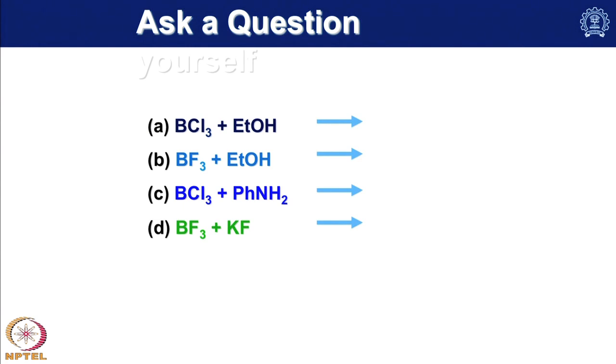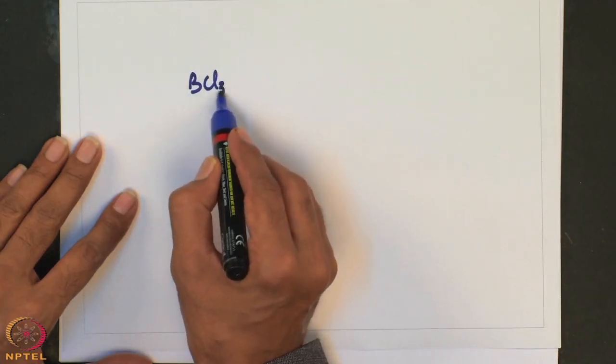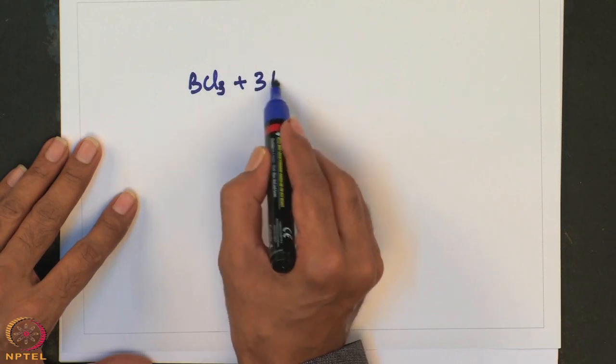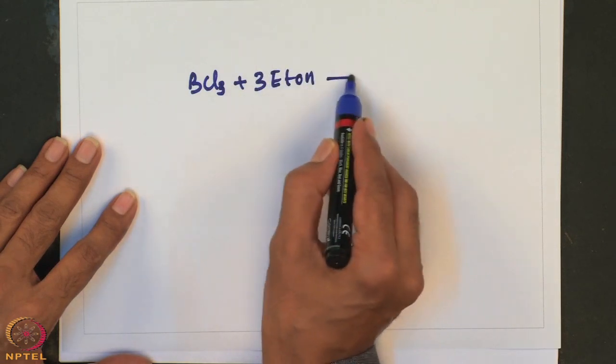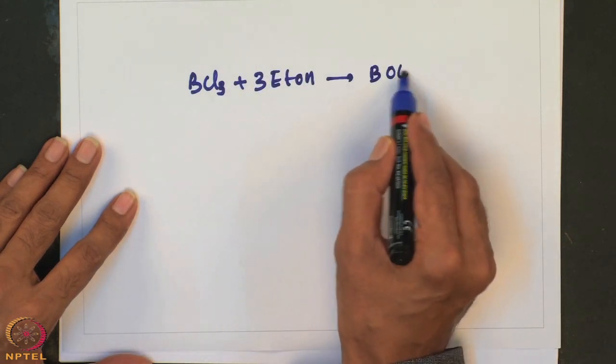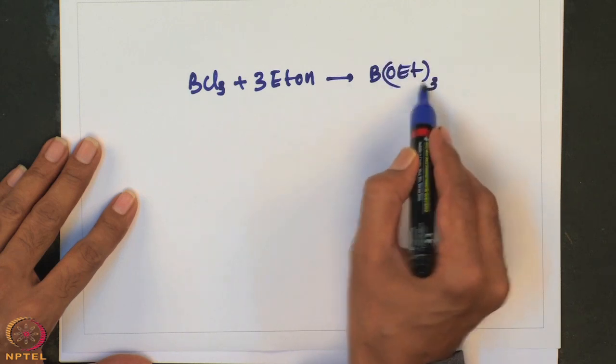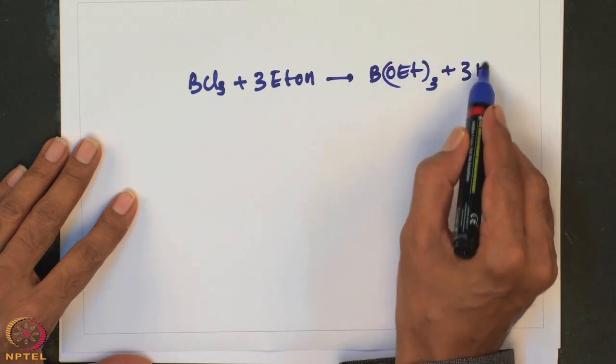So, in the reactions I showed here, we should be able to write the product. Okay. So, let me complete these reactions. BCl3 plus 3 EtOH will give B(OEt)3 plus 3 HCl.